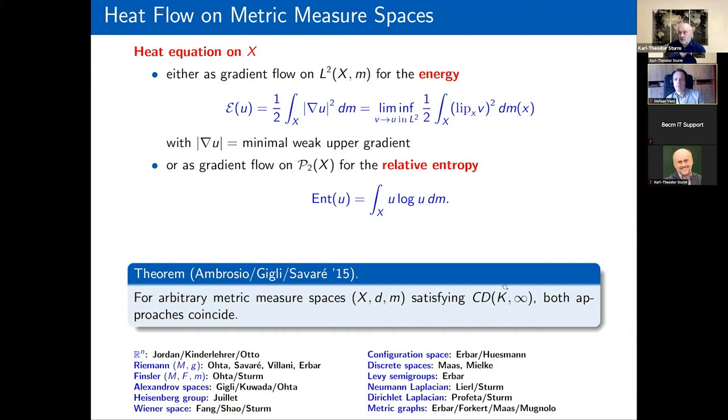So whenever we have a curvature bound, which means that whenever the entropy is convex, semi-convex to be more precise, then gradient flow of entropy coincides with gradient flow of energy. I already have formulated this with functions. Typically, you would formulate this with measures, and you regard this as a density of a measure in the space of probability measures.